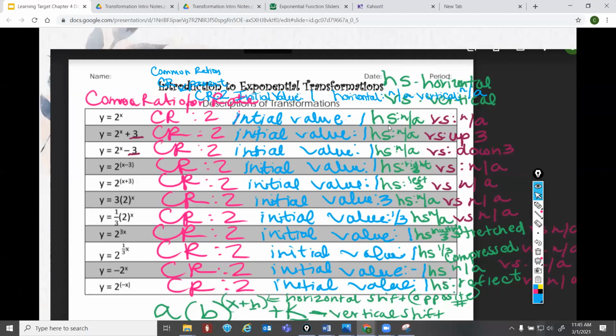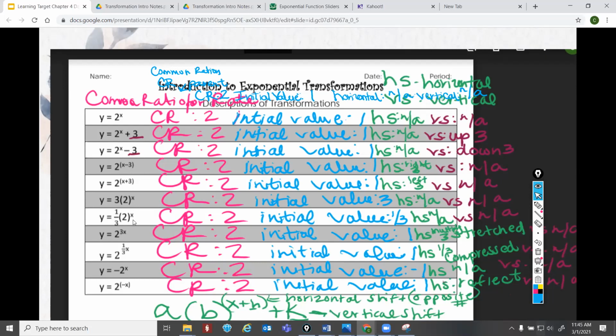What does HS mean? Horizontal. That's the big giant number. So what's the horizontal? I'm sorry, not the horizontal. What's the vertical shift here? Up 3. Vertical shift? Down 3. Is this a vertical shift? It's horizontal. Which way? Right 3. What about this one? Left 3, because it's in parentheses and it's part of the exponent.